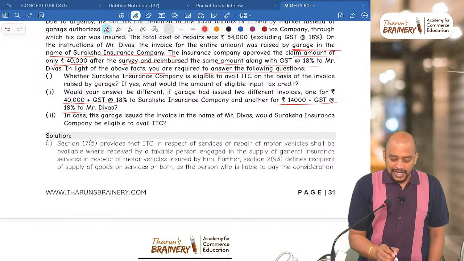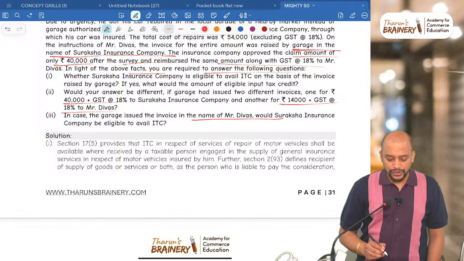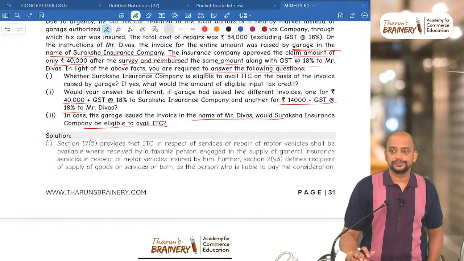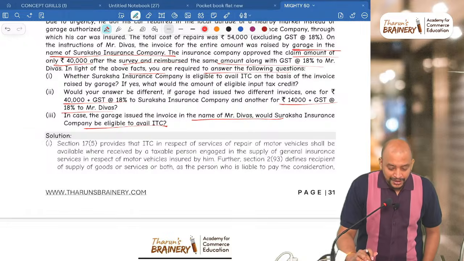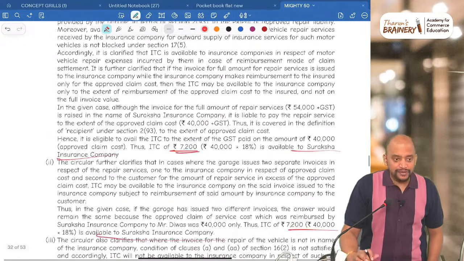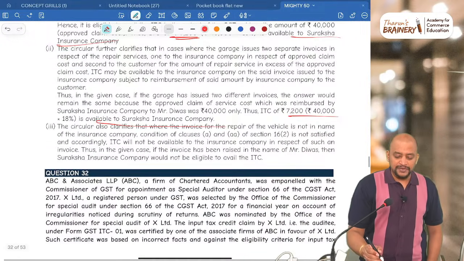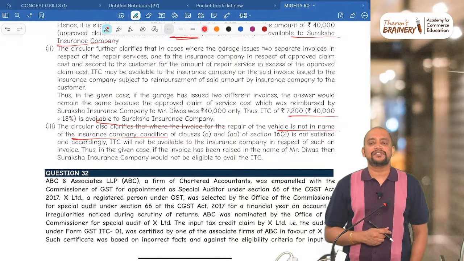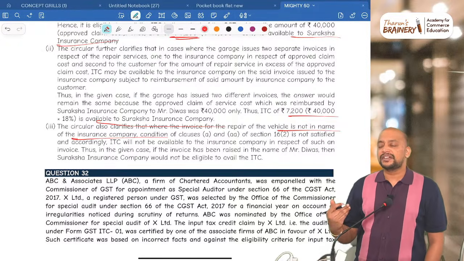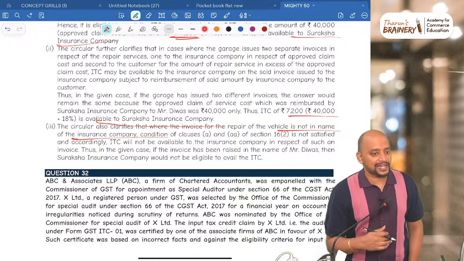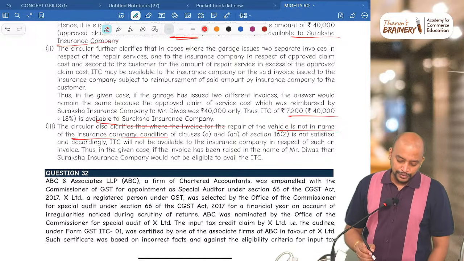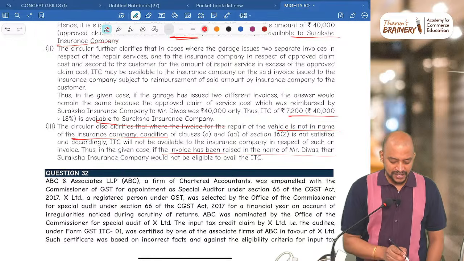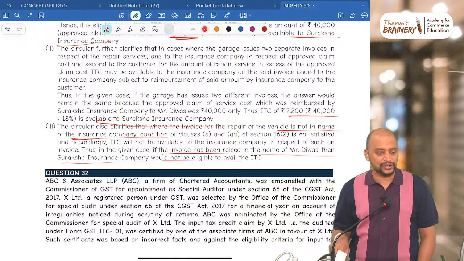In case the garage issued the invoice in the name of Mr. Divas, would Suraksha Insurance Company be eligible to avail ITC? Why? Because the invoice is not in the name of the insurance company. One of the conditions for availment of ITC is that the person availing ITC should be in possession of a tax paid document. So if the invoice has been raised in the name of Mr. Divas, then Suraksha Insurance Company would not be eligible to take ITC.